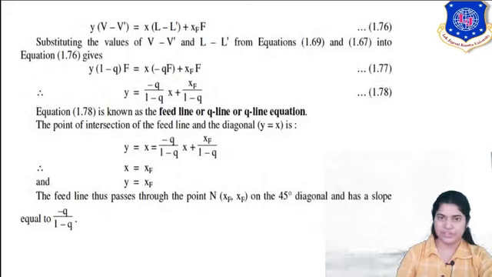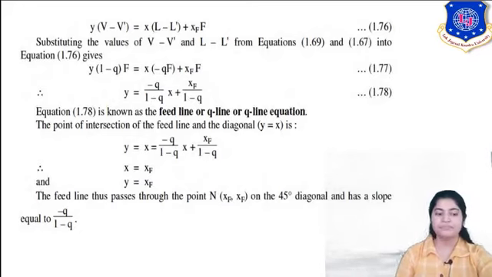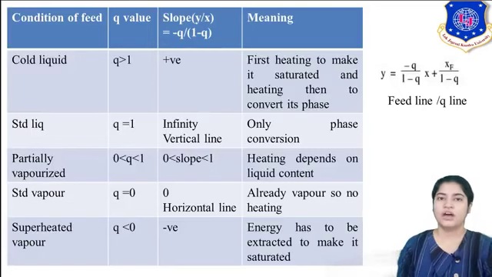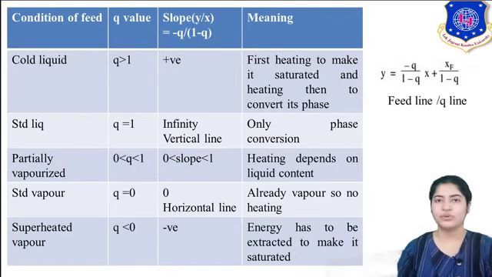Now to know the point of intersection of feed line and diagonal, substitute y equal to x, because at that point both the lines are intersecting. Thus, what is the coordinate which is the intersection point? It is xF, xF. Thus you can say that the feed line passes through point xF, xF on 45-degree diagonal and has a slope of minus q upon 1 minus q. Now moving forward, let's study how your q value and slope are related. So from feed line equation, y equal to minus q upon 1 minus q, x plus xF upon 1 minus q.